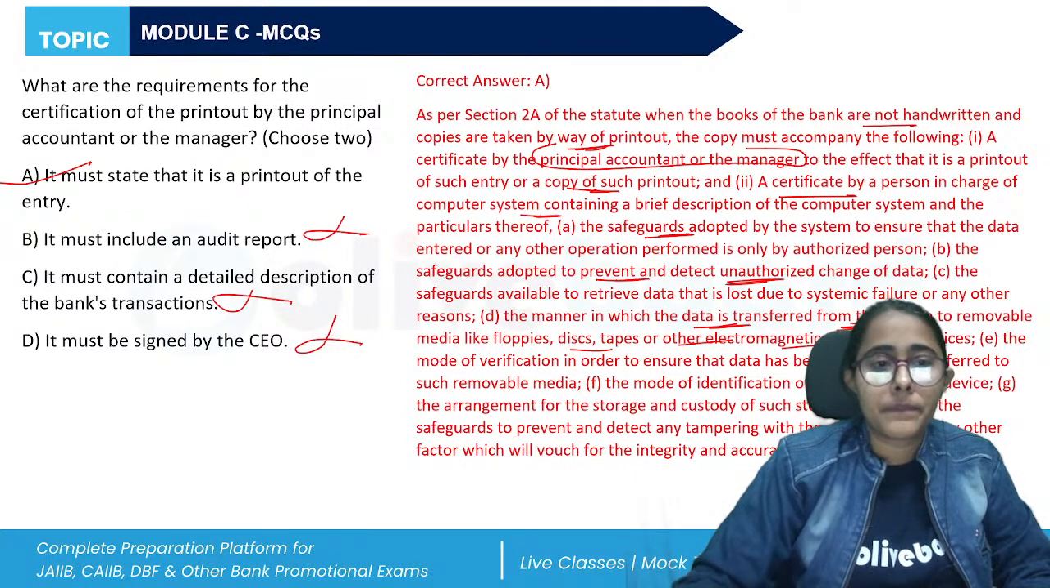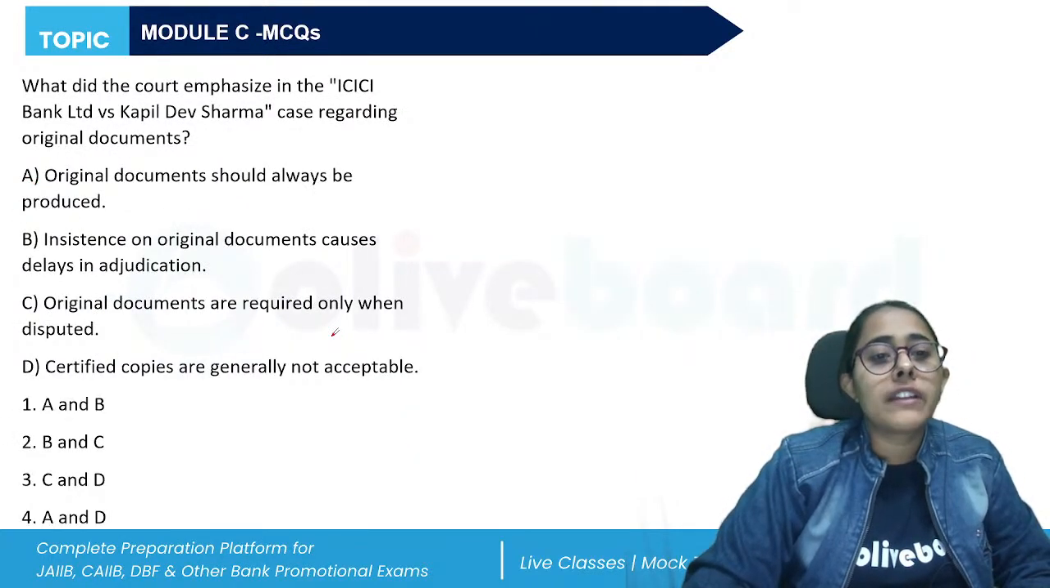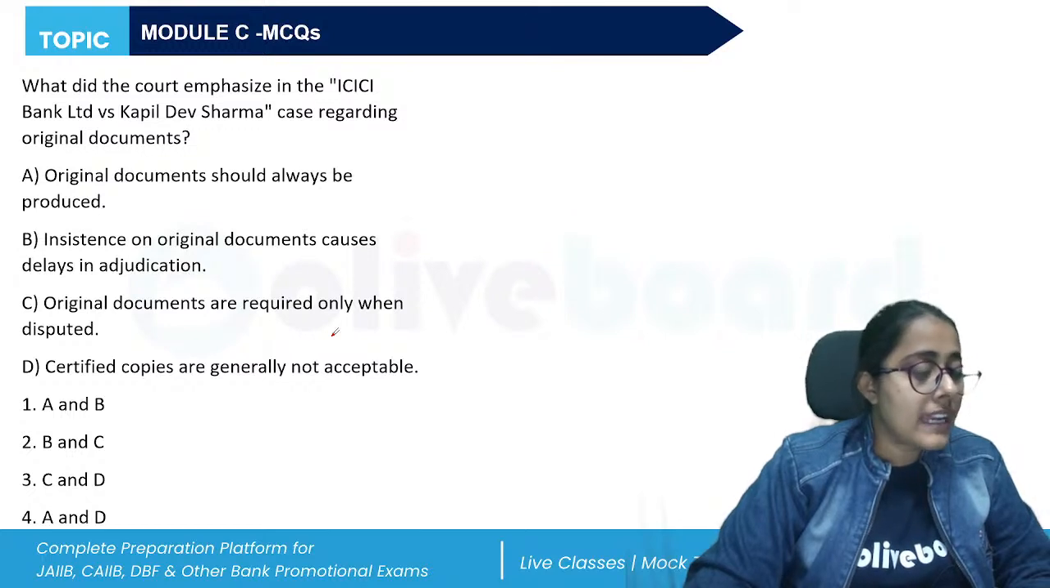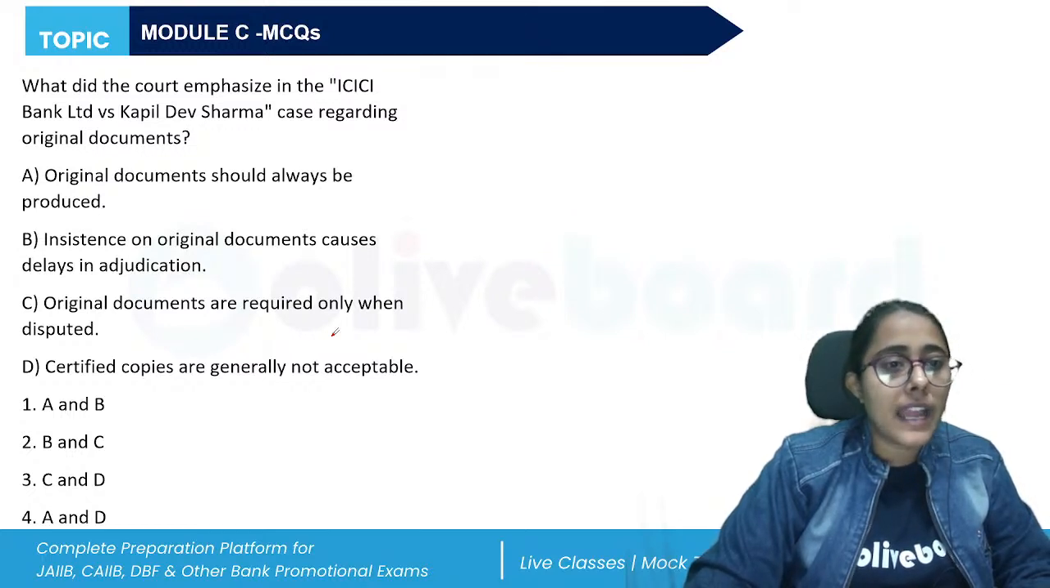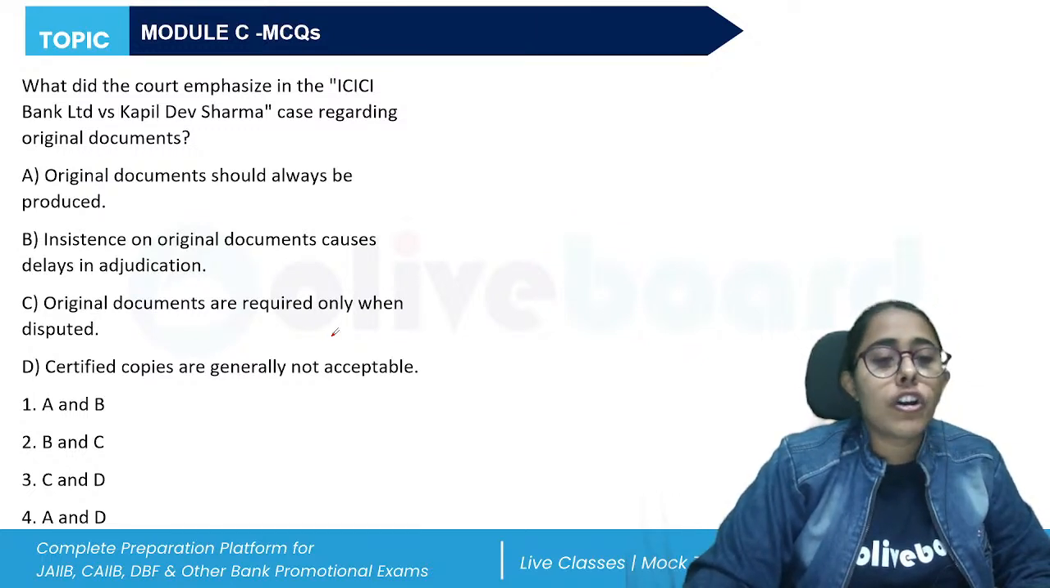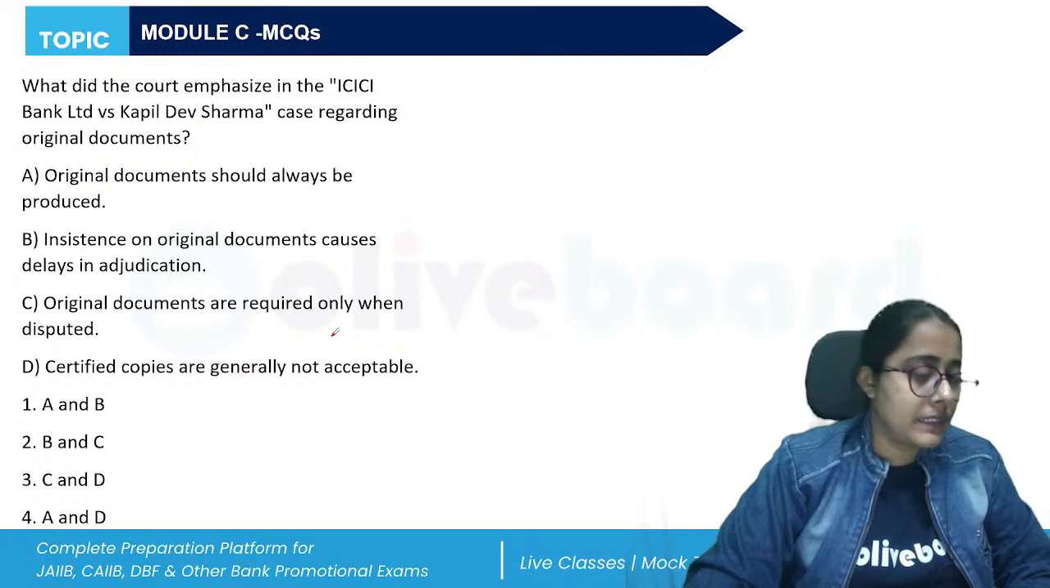It is not the original. It is a copy. Next, what did the court emphasize in the ICICI Bank versus Kapil Dev Sharma case regarding the original documents? Again, a very important and popular case. Which of the following statements are correct? The original documents should always be produced. Insistence on original documents causes delays in adjudication. The original documents are required only when it is disputed. Certified copies are generally not acceptable.